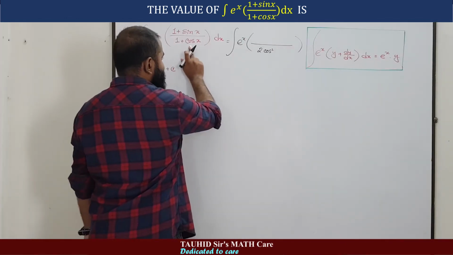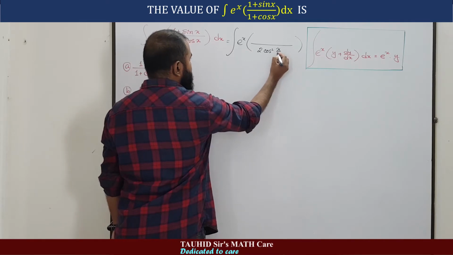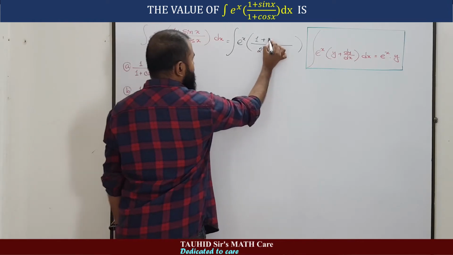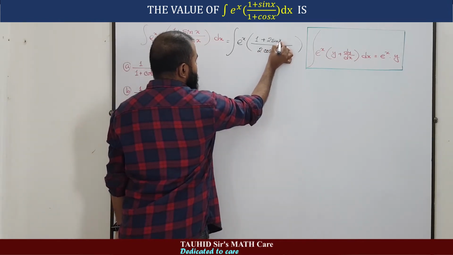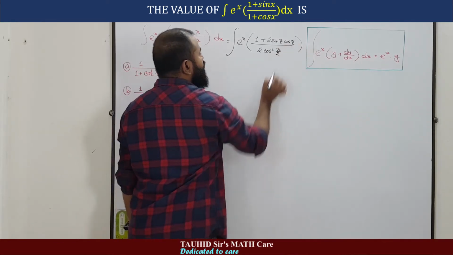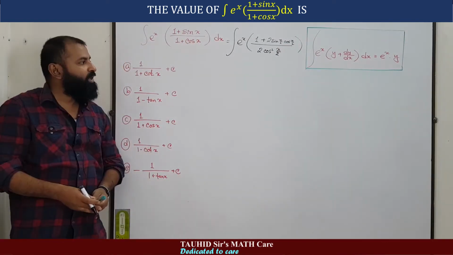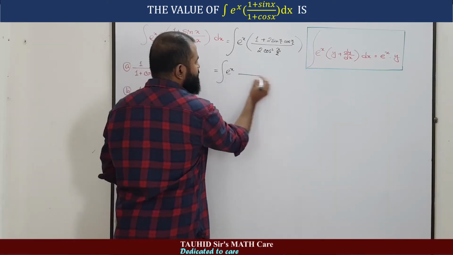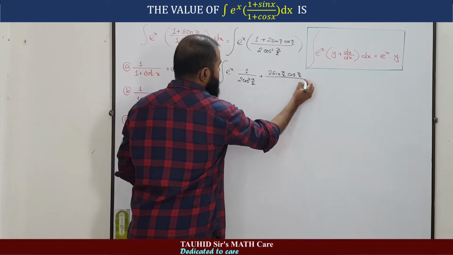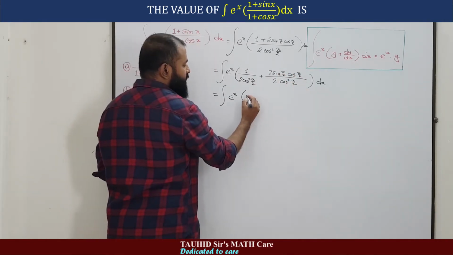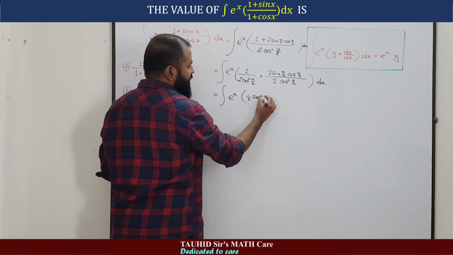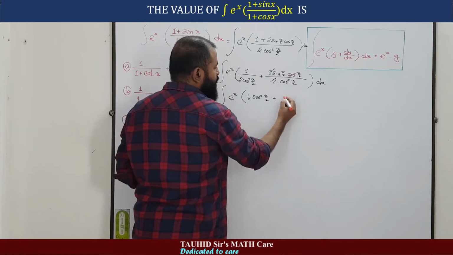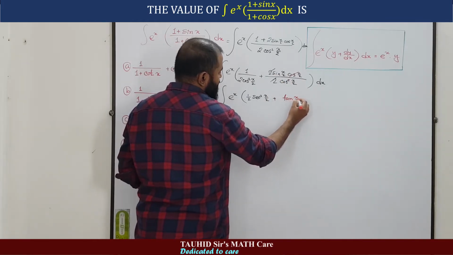1 plus cos x, you can write this as 2 cos square x by 2, and in the numerator 1 plus sin x. Sin x you can write as 2 sin x by 2 cos x by 2. Why did we do that? Because we want to bring this to the shape of y plus dy/dx. 1 divided by 2 cos square x by 2 means half sec square x by 2, plus sin x by 2 divided by cos x by 2, that means tan x by 2.